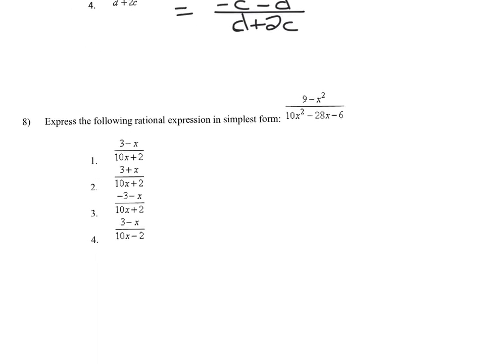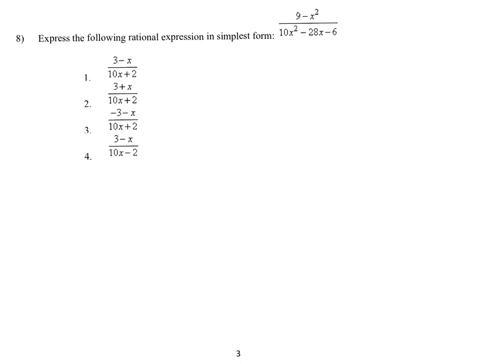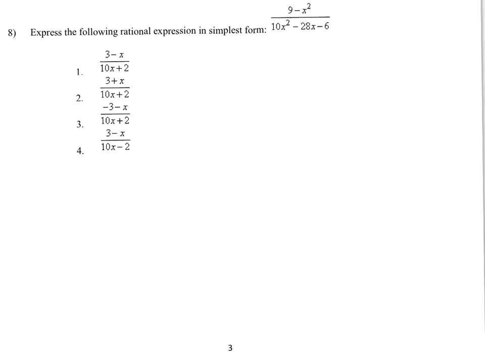All right, and then finally, number 8. All right, so this one, again, you should have tried on your own, and now you're just going to check your work. All right, so we know the first thing we want to do is factor the numerator and factor the denominator. Now, when we factor the numerator, this is just dots, right? It's a difference of perfect squares.